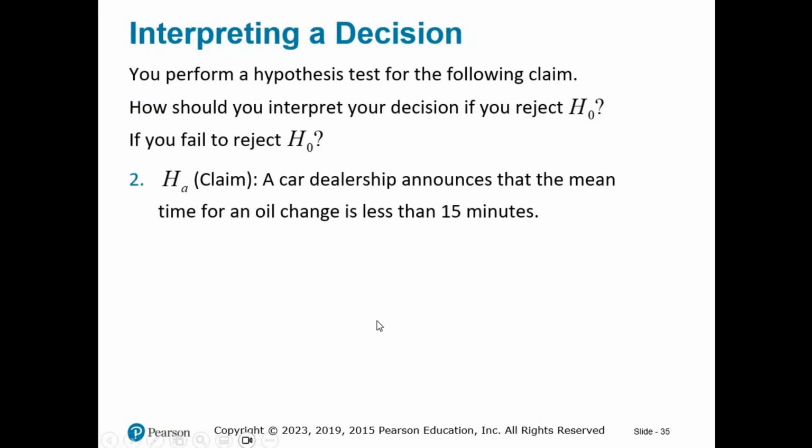Number 2, a car dealership announces that the mean time for an oil change is less than 15 minutes. This is a little trickier because the null hypothesis did not contain the claim. The claim is represented by H sub A, which is that a car dealership announces that the mean time for an oil change is less than 15 minutes. The null hypothesis is the mean time for an oil change is greater than or equal to 15 minutes. So on this one, you have to think in terms of what the null hypothesis says, not what the original claim says. The null hypothesis is saying the mean is greater than or equal to.